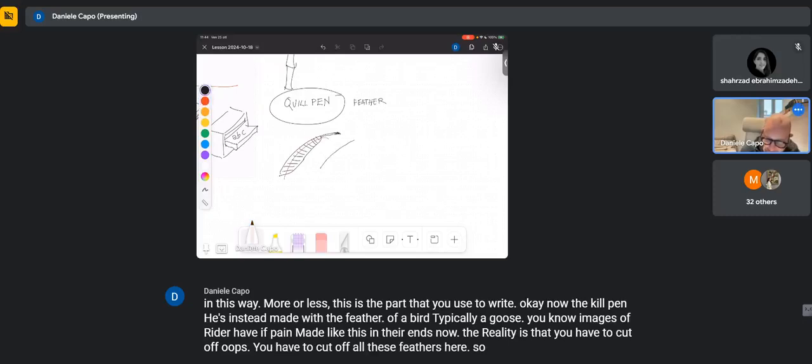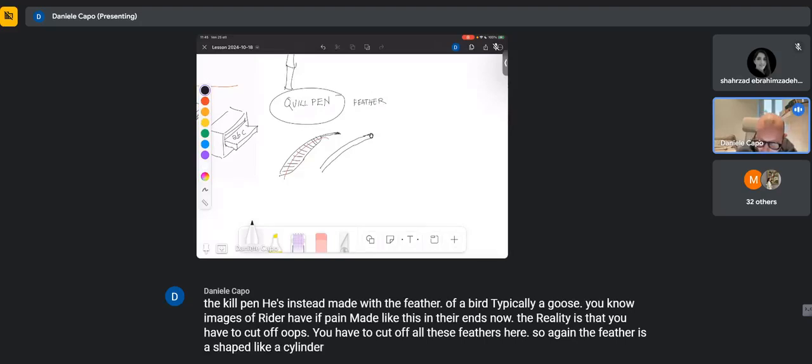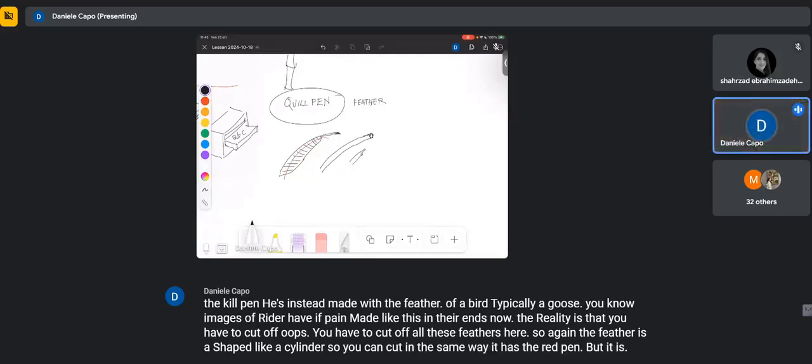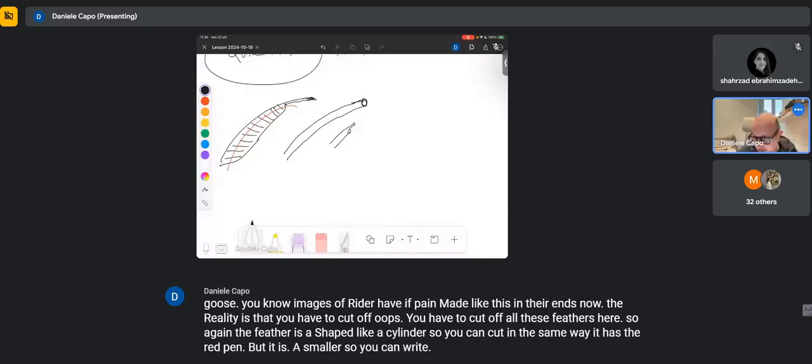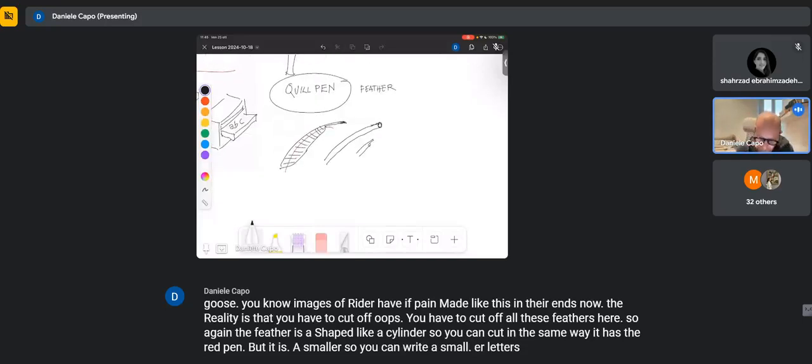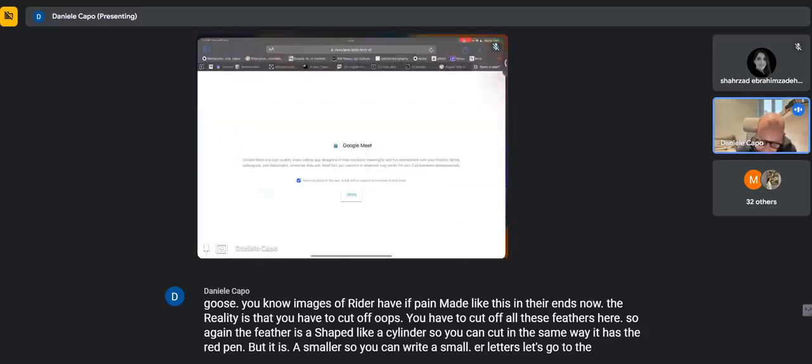So again, the feather is shaped like a cylinder, so you can write like a reed pen, but it is smaller, so you can write smaller letters. Let's go to the internet to see this one.